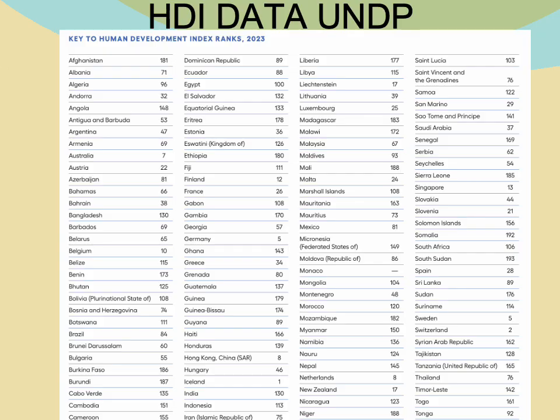Here we can see Human Development Index data published by the UN Development Program. Countries with a higher HDI score typically exhibit stronger social infrastructure, greater equality of opportunity, and more resilient long-term growth prospects. The first rank, as we can see here, is Iceland, and the second one is Switzerland.